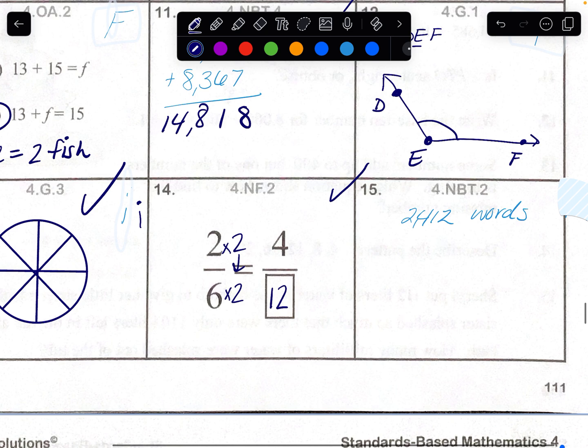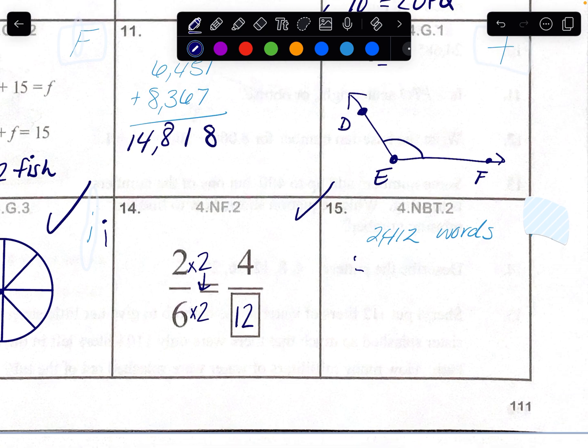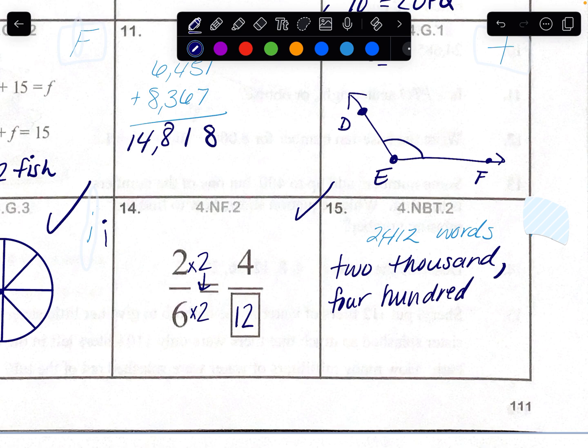All right, 15, write using words. So 2,400 and this is 12. And one more mystery letter, N. All right, so take all your letters and see what word you can unscramble.